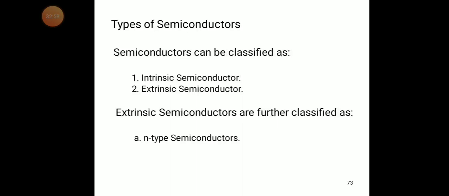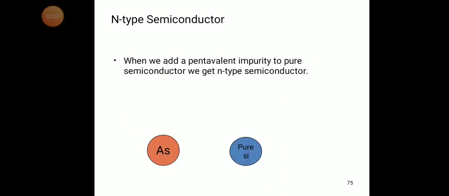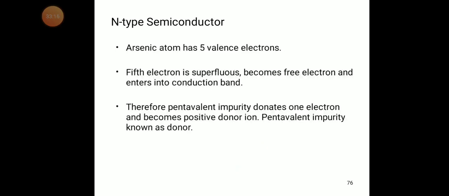Already we know that the semiconductors are divided into n-type and p-type. So we also discussed extrinsic n-type, how n-type is formed. The arsenic atom has 5 valency electrons. The fifth electron is surplus, becomes a free electron and enters into the conduction band. Therefore the pentavalent impurity donates 1 electron and becomes a positive donor ion. Pentavalent impurity is known as donor.